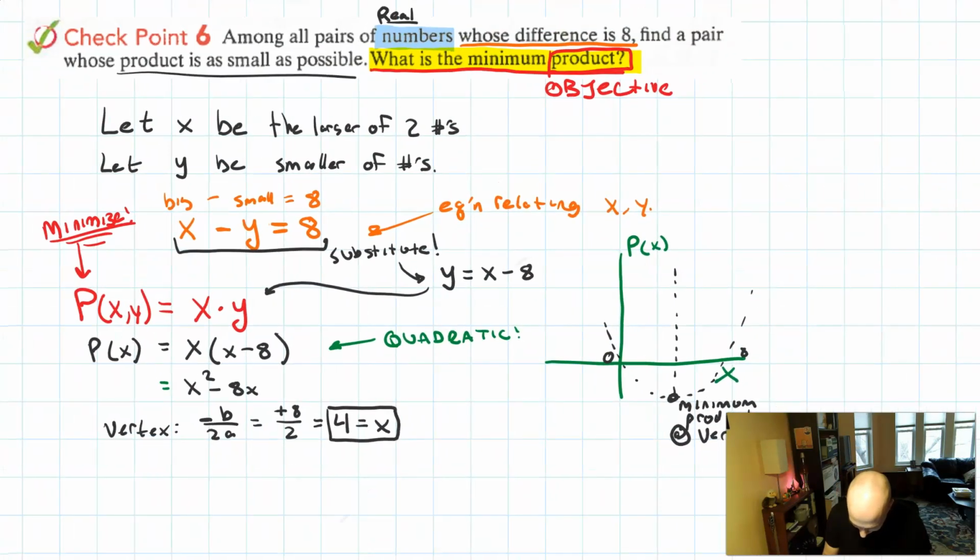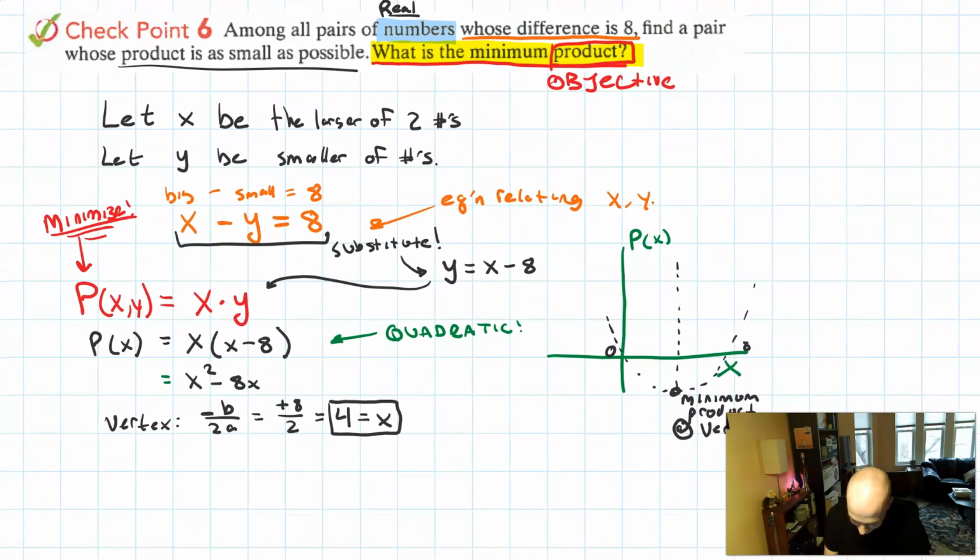Now, let's go back and look at the question. It's actually a many-step question. It said, find a pair of numbers and what is the product? So I've only solved the first part. I've just solved for x. So now I need to also find y.